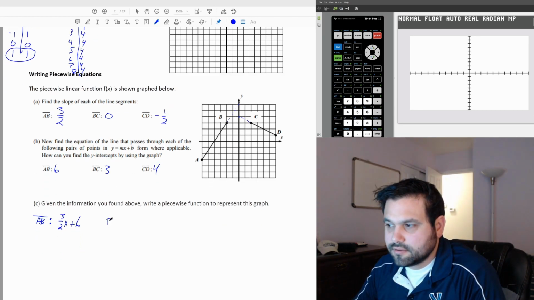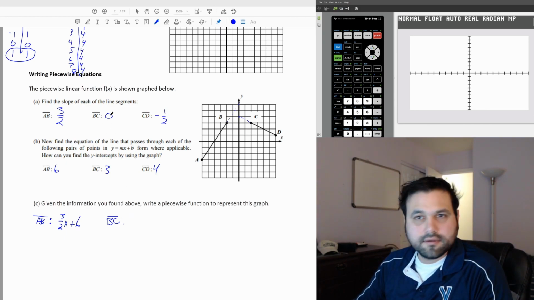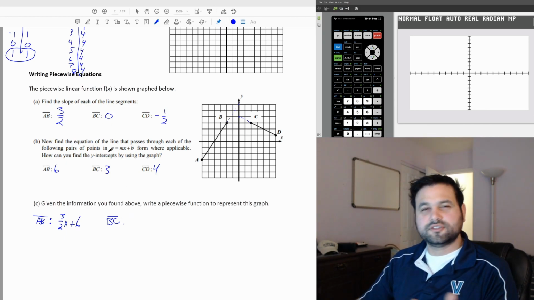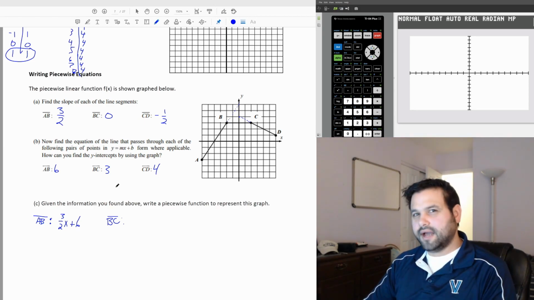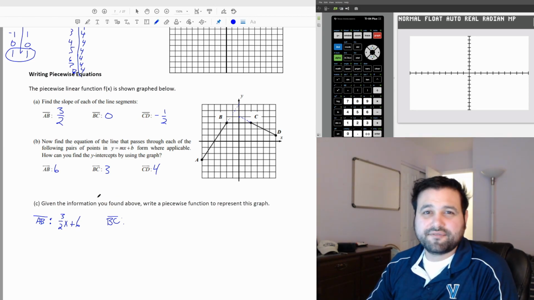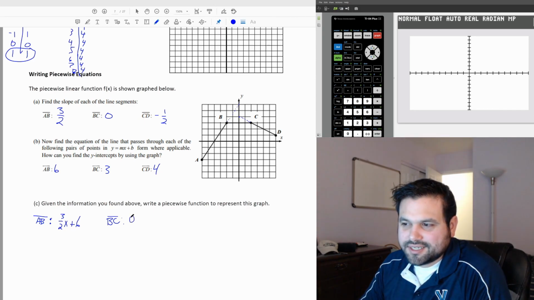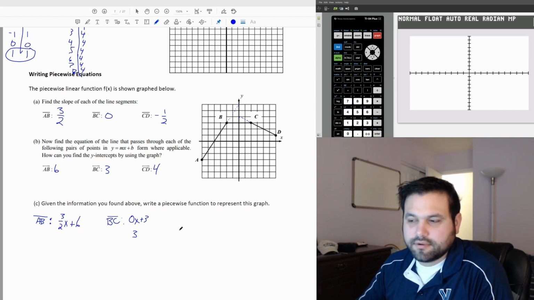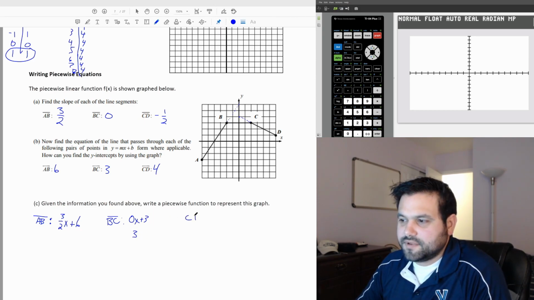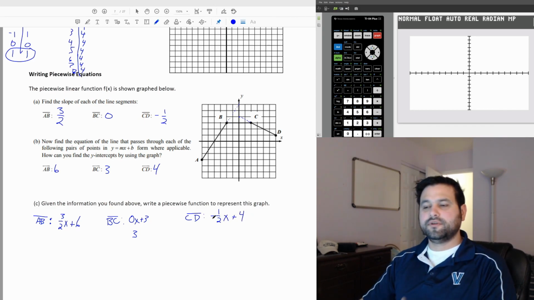Segment BC, we can write a linear function from this. If it's a slope of 0, 0x, but do I have to write the 0x? I don't really have to write that 0x, right? This would just become 3. And then segment CD, negative 1 half is my slope. So negative 1 half x plus 4. So there's the rules.